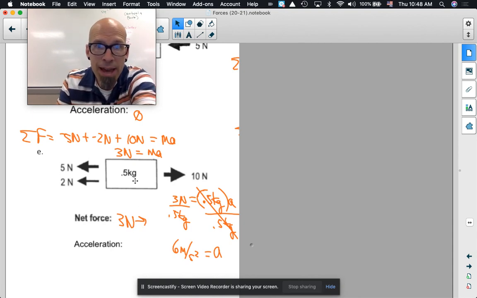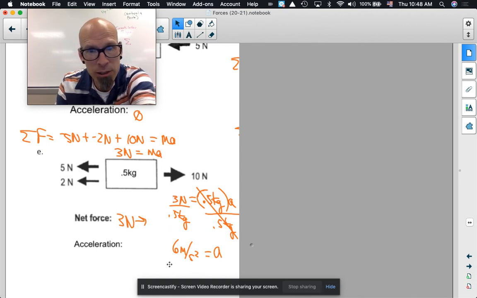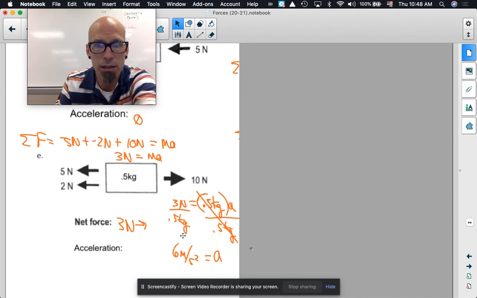That's the net force. Then you've got to put your half a kilogram in there, 0.5 kilograms in for the mass. Divide both sides by 0.5 kilograms. 3 divided by 0.5 is 6. And so we have 6 meters per second squared as our acceleration.